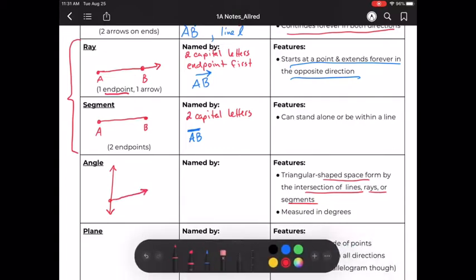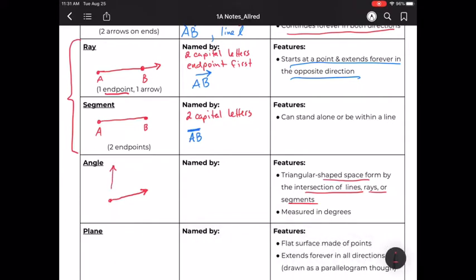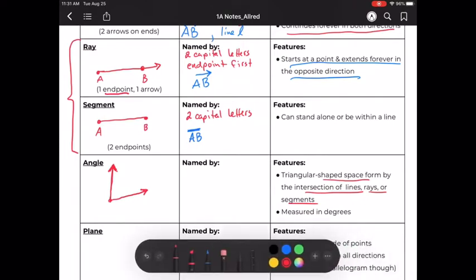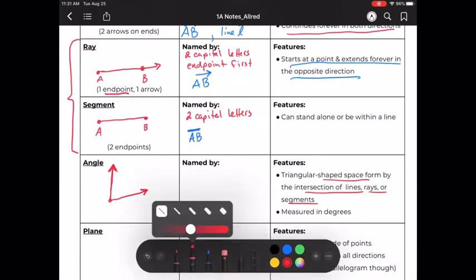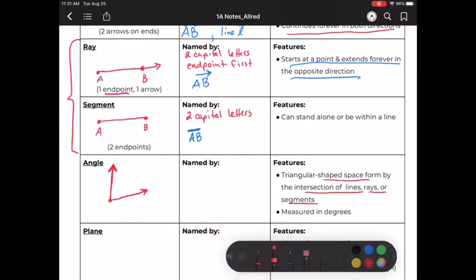Really, if I think of it as two rays, that might be easier to look at. That is one way to look at an angle, but it's not just those two rays. It's all the space in between them.